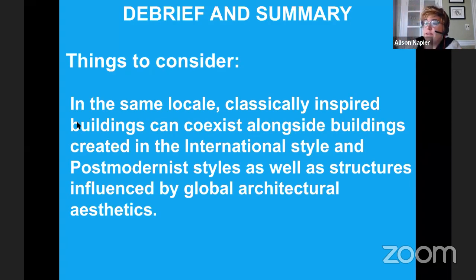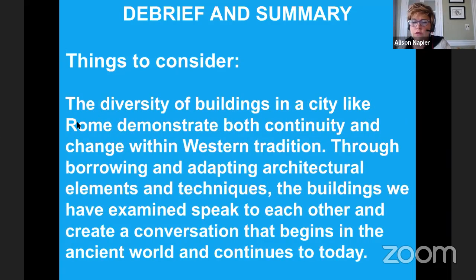While the styles we have examined differ in their focuses on symmetry, balance, and geometry, as well as their building materials, the structures coexist and all function as important elements in the overall personality of Rome as a city. The diversity of buildings in a city like Rome demonstrate continuity and change in Western tradition. Through the borrowing and adapting of architectural elements, the buildings speak to each other, and they talk about the history of the city, its people, technology, style, and the greater Western canon of architecture. And all of this continues today, especially with Zaha Hadid building this contemporary work. You look forward to seeing what the next chapter of Rome will be, and what conversation will be had next.